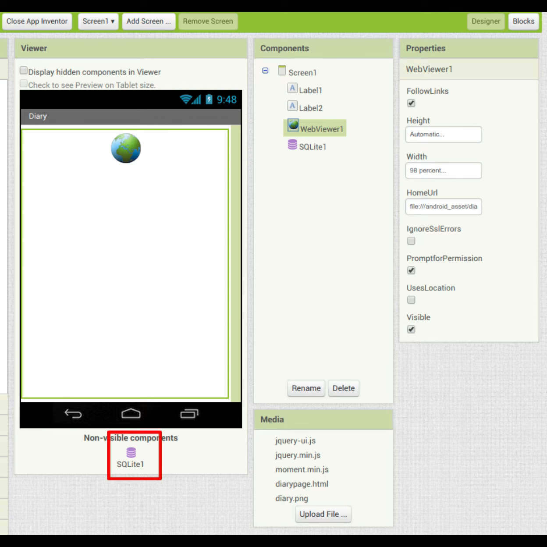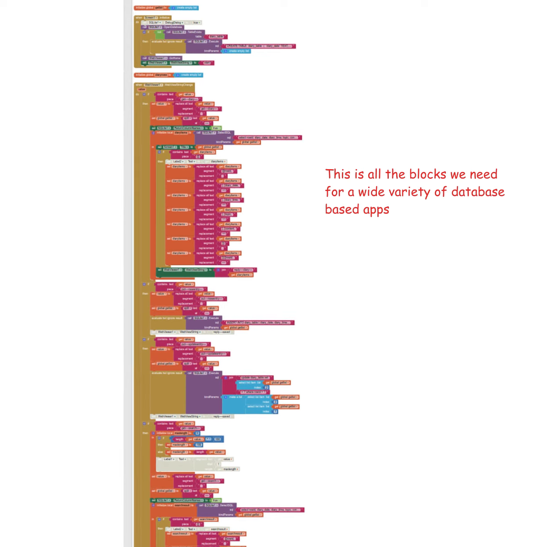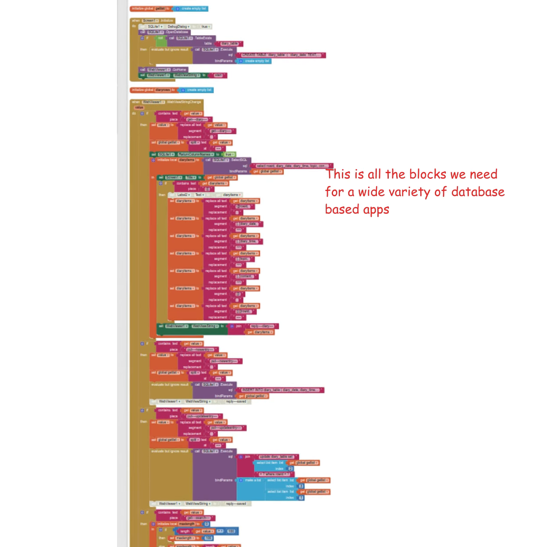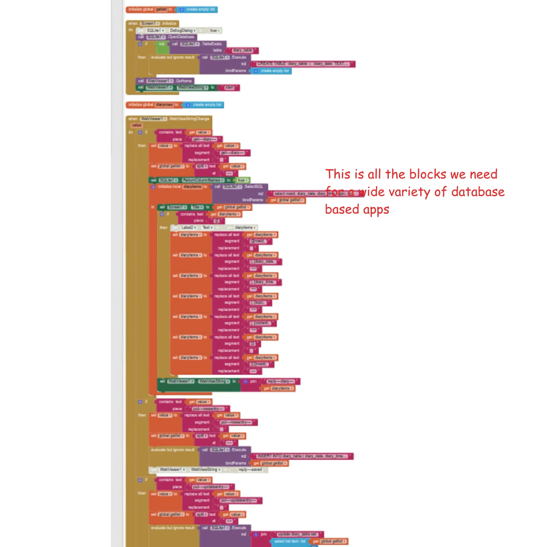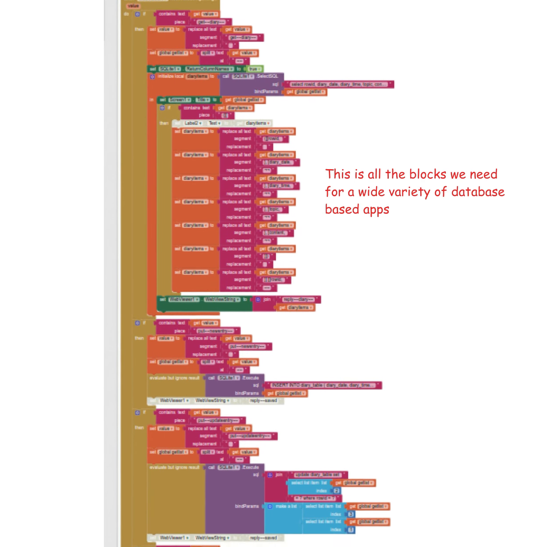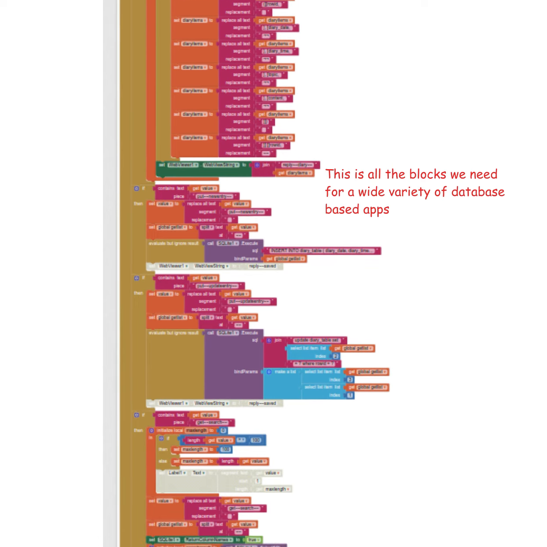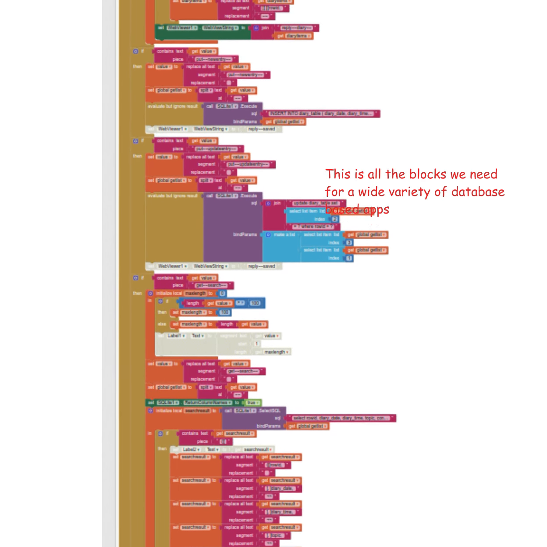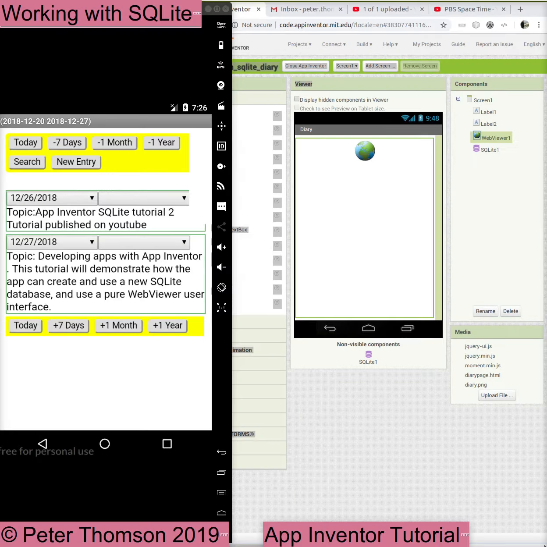This tutorial is about the use of SQLite with App Inventor. We will demonstrate how an app can create and use a new SQLite database. We don't have to start with a database that already exists in the asset folder. We will also show how to develop the complete user interface using a web viewer, HTML5, CSS, and JavaScript.